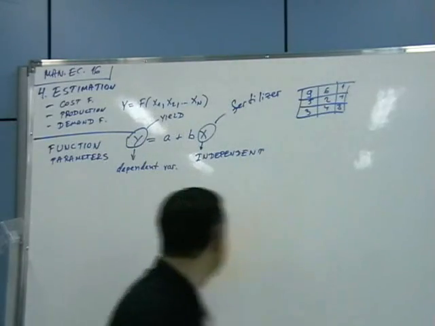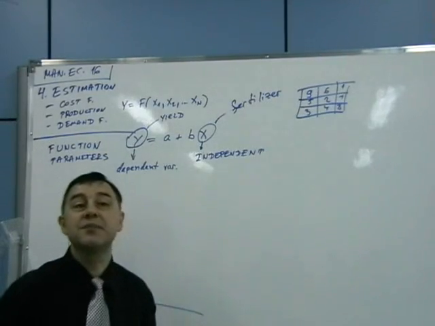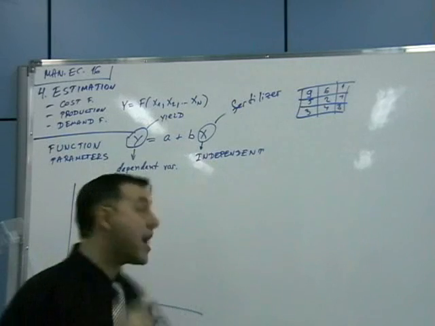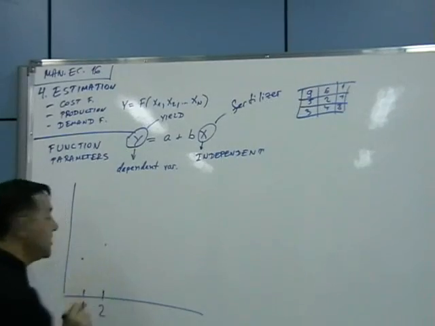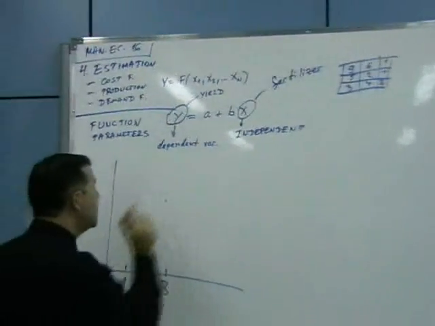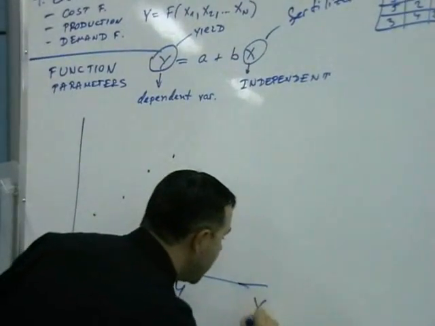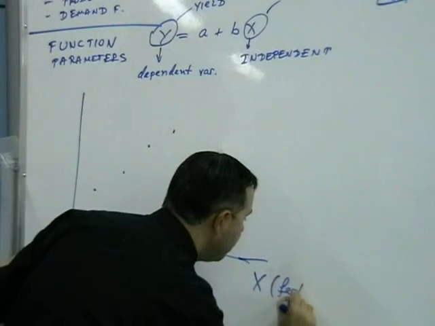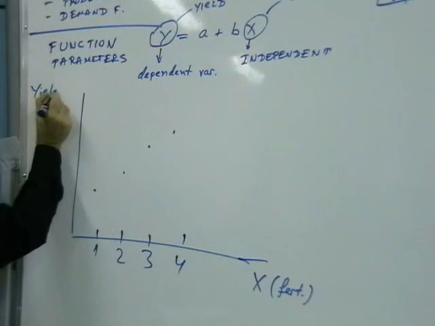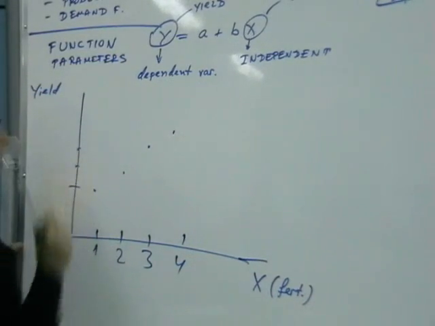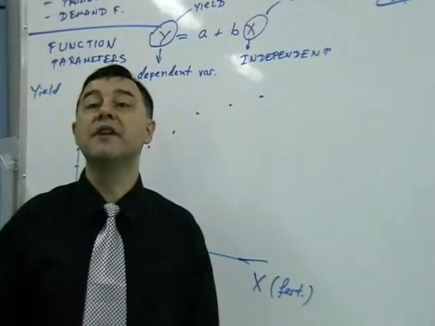Let's do the plot now. A plot is simply, or sometimes called, a scatter. You just say, for 1, this is the output. For 2, this is the output. For 3, this is the output. For 4, this is the output. So, here you have X, let's call it fertilizer. Here you have yields, and you have a certain yield. So, this will be a form of a plot.